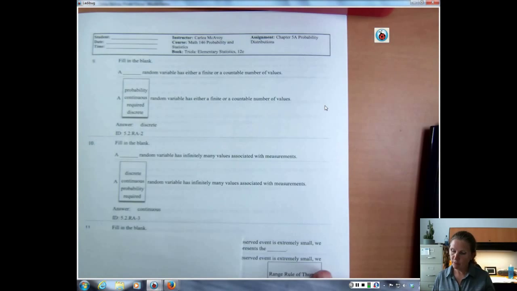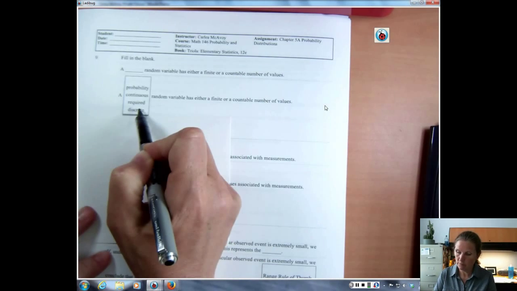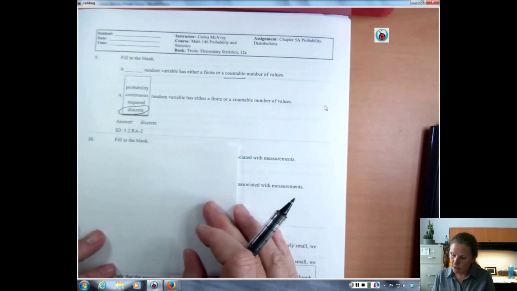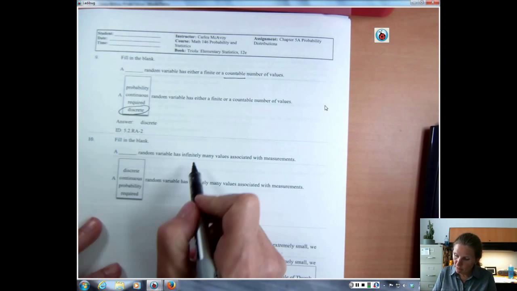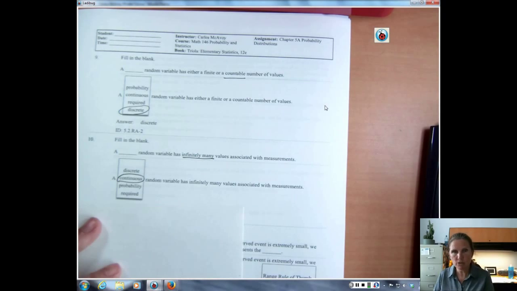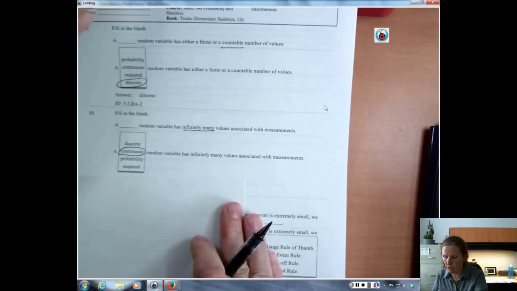Number 9, fill in the blank. A blank random variable has either a finite or a countable number of values. If it's countable, it's discrete. That's the two words you want to put together. Countable is discrete. If a random variable has infinitely many values associated, infinitely many, that's continuous. Continuous means you can't count them. You have to use decimals because there's an infinite amount of choices in there.